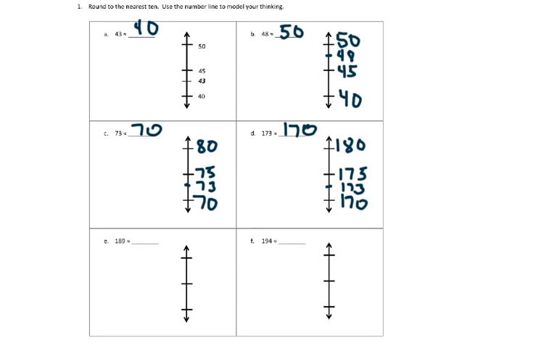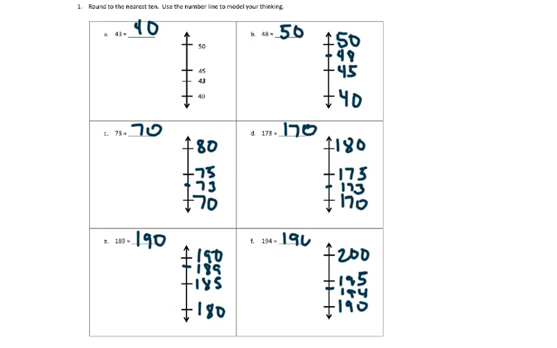And then 189 is between 180 and 190. The midpoint is 185, and 189 is above the midpoint, so that's closer to 190. 194 is between 190 and 200. Midpoint is 195, and 194 is right below the midpoint, so it rounds to 190.